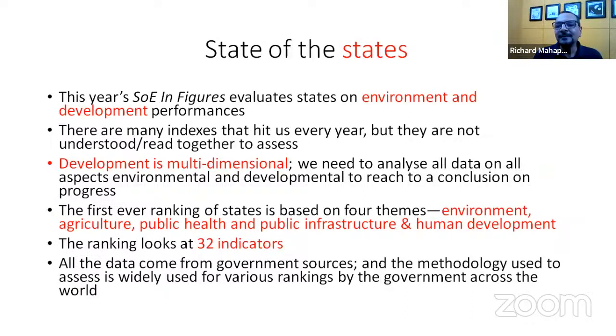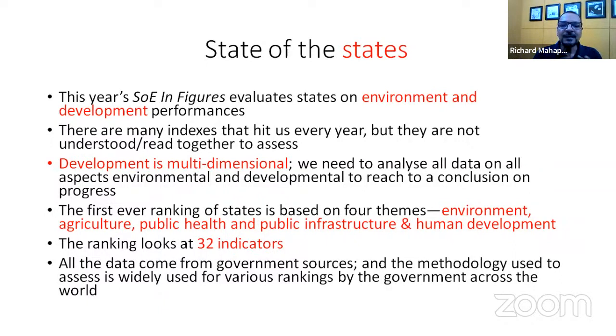We get many indexes in the year, each of them evaluating the state's performance on education, on health, on drinking water supply. What we have done is basically we have evolved our own parameters and have ranked the states on environment and development themes. Because we believe that development is multidimensional. You cannot take one parameter and judge a state or the country on its environment and development performances. So we have brought together many parameters in these 2 themes to rank the states.